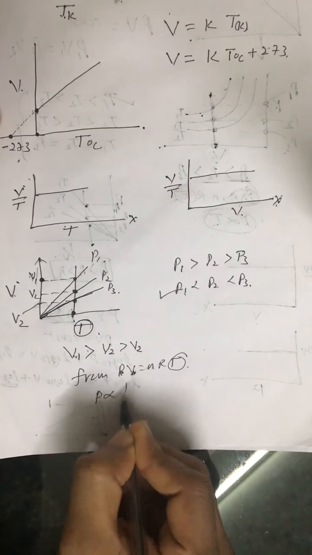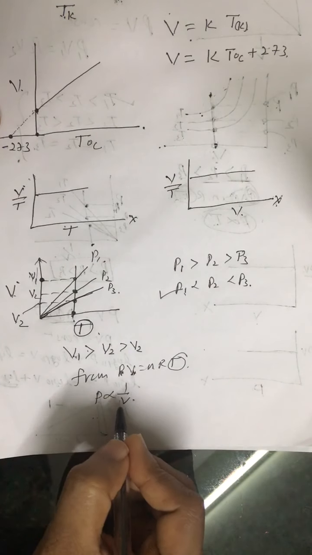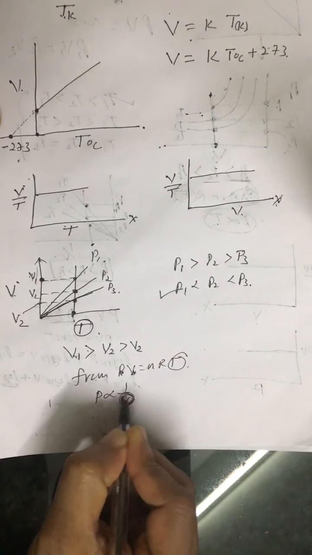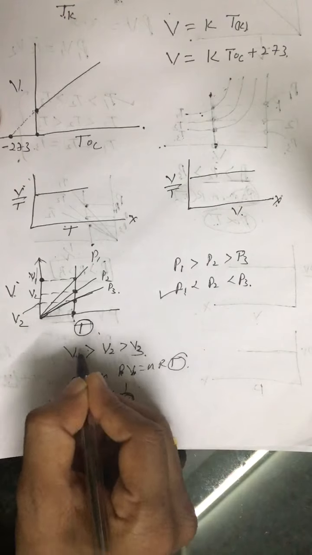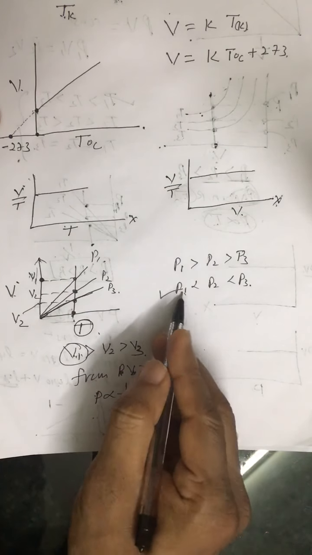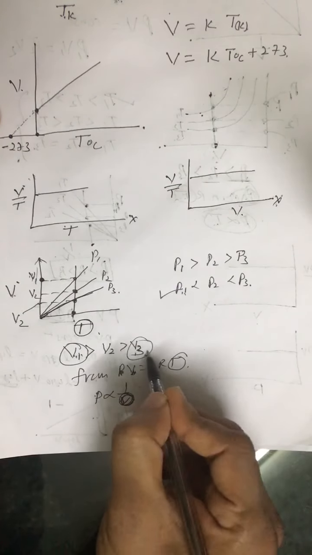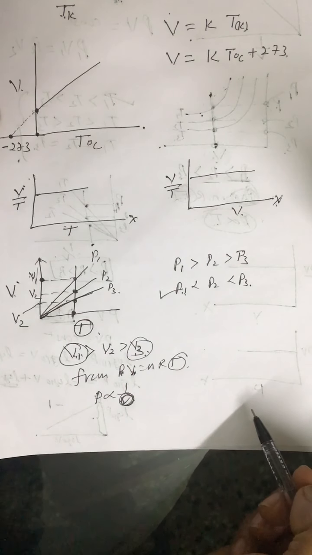Because P is inversely proportional to V, if you are increasing the volume, pressure is less. V1 is the largest volume, so P1 is smallest, and V3 is smallest, so P3 is largest.